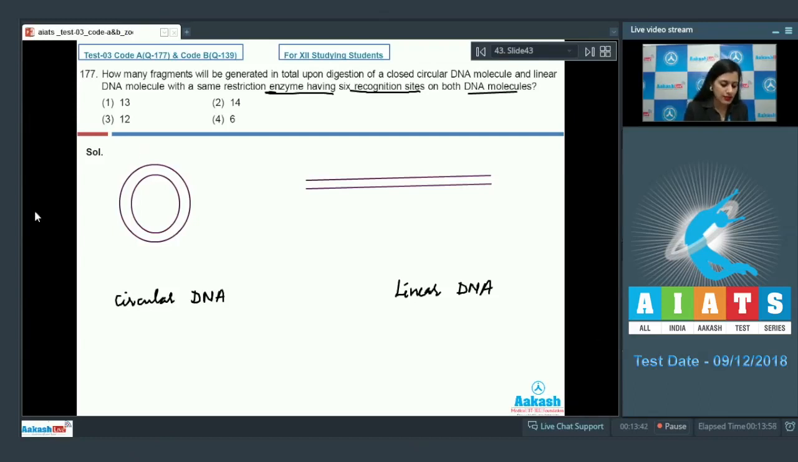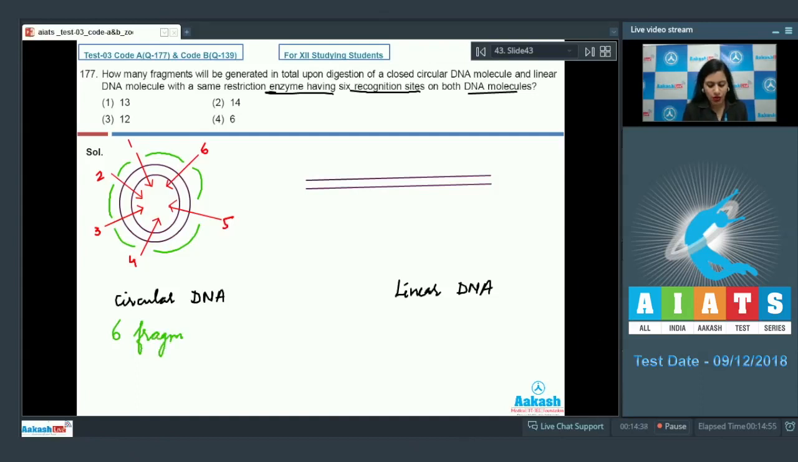So let's suppose it will cut here 1, then here, second site, third site, fourth site, fifth, and then sixth. So it will form how many segments? It will form 1 segment, 2, 3, 4, 5, and 6. So in total, 6 fragments are formed from the circular DNA by this enzyme.